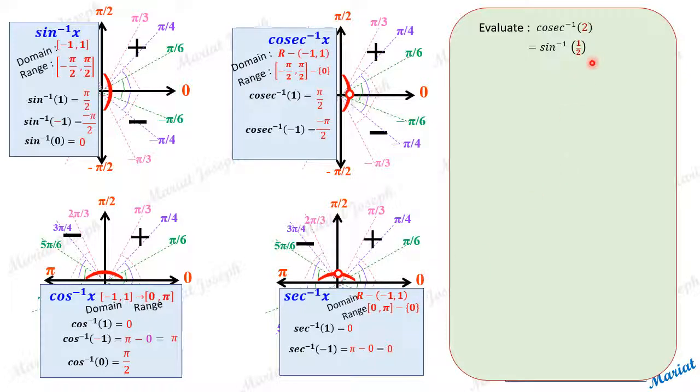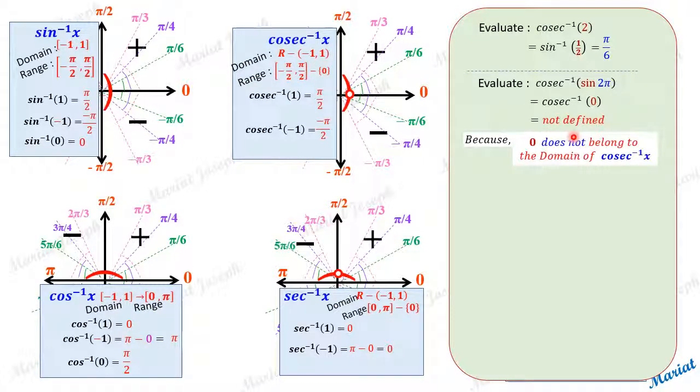Some examples now. Cosec inverse 2 is sine inverse half, because sine of some angle is half. So cosec of that angle will be reciprocal of half, that is 2, which is equal to pi by 6 here. Evaluate cosec inverse sine 2 pi. What is the value of sine 2 pi? Sine 2 pi is 0. Cosec inverse 0. Is it ever possible? No. Because in the domain, R minus the open interval minus 1 to 1 is the domain. 0 is between minus 1 and 1. That is already deleted from the domain. So cosec inverse 0 is not possible, not defined, because 0 does not belong to the domain of cosec inverse function.